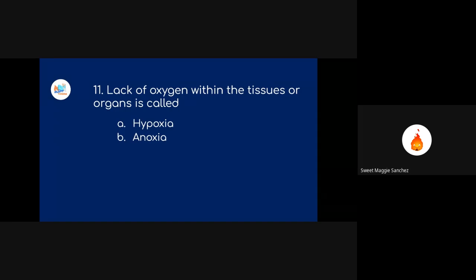Okay, timer stops. Question 12. Reduced oxygen supply within the tissues or organs is called A, hypoxia, or B, anoxia.